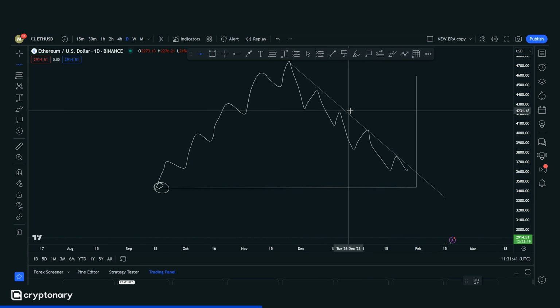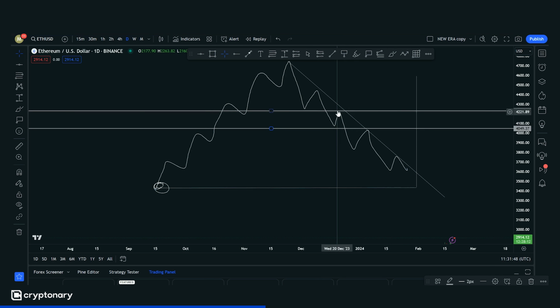And what you would see here would be the resistance being formed. You'd have your support and resistance being formed, and it's breaking and flipping, and there's a continuation of a decreased price of that given asset.